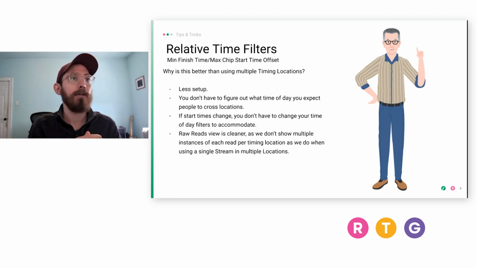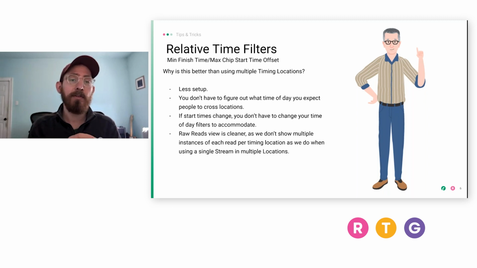So that's really helpful. Finally, I think this is really nice. The raw reads view is a lot cleaner, as we don't have to show multiple instances of each read per timing location, like we do when you use a single stream in multiple locations.